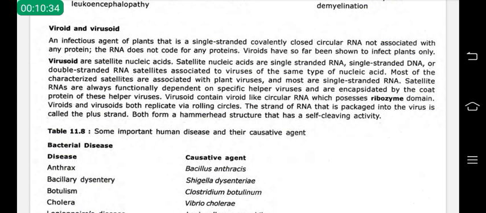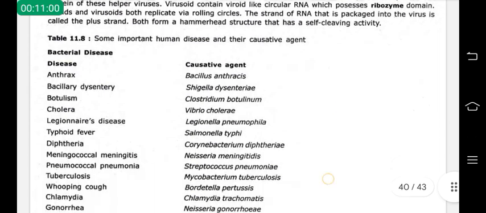Most are single-stranded RNA. Satellite RNAs are always functionally dependent on specific helper viruses and are encapsulated by the coat protein of these helper viruses. Virusoids contain viroid-like circular RNA that possesses a ribozyme domain. Viroids and virusoids both replicate via rolling circles. The strand of RNA that is packaged into the virus is called the plus strand. Both form a hammerhead structure that has self-cleaving activity.